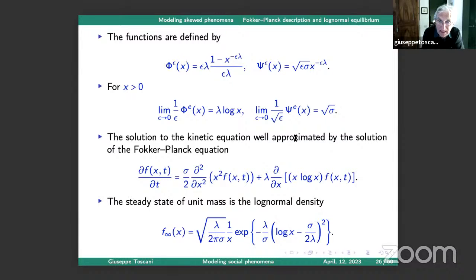to a Fokker-Planck equation in which you have no more a constant diffusion, but a diffusion that is proportional to the square of the variable x, and you have a drift term, which is no more a classical drift, but is a drift in which you have x log of x. And this is a Fokker-Planck equation with variable coefficient of diffusion, with some sort of nonlinear function determining the drift. And if you do the computation, you see that the steady state is exactly a log normal density.